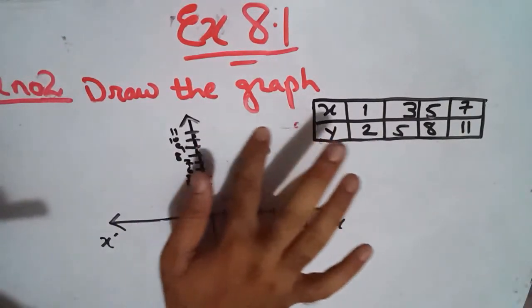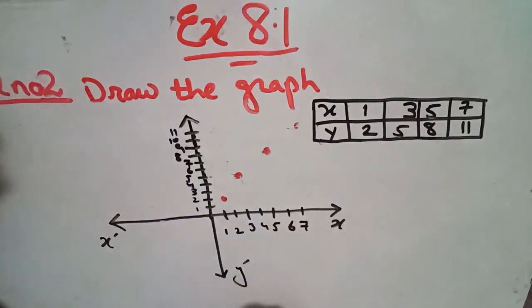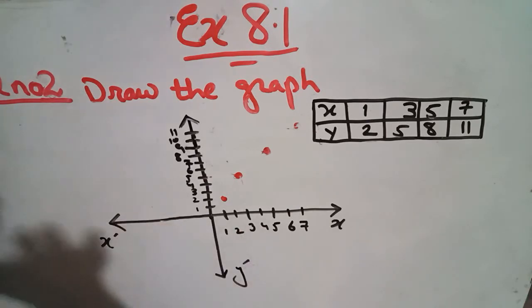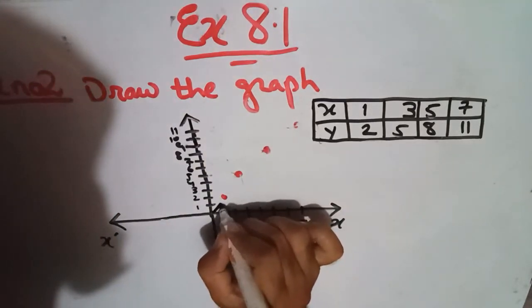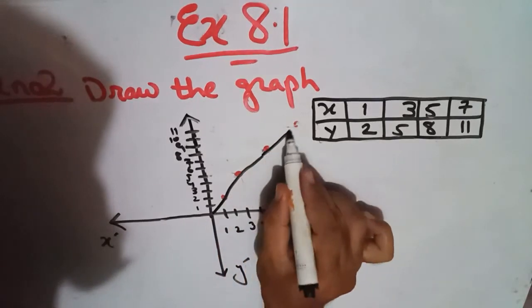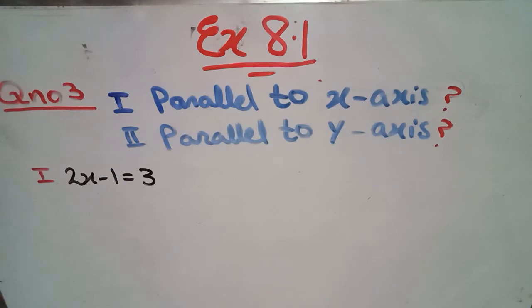Okay, now just join all the points. Because I have made it by hand, the line cannot be perfectly straight. So you will see the line will be like this one, but you can draw it on graph paper. Then you will observe what the curve of the line is, whether it is straight or not. Okay, so this is it.